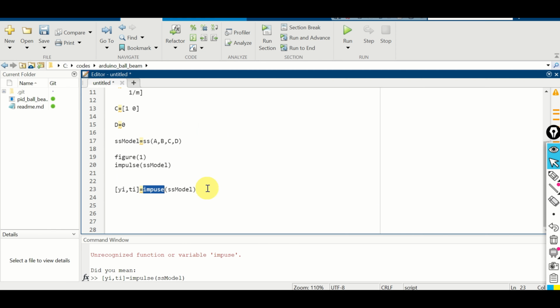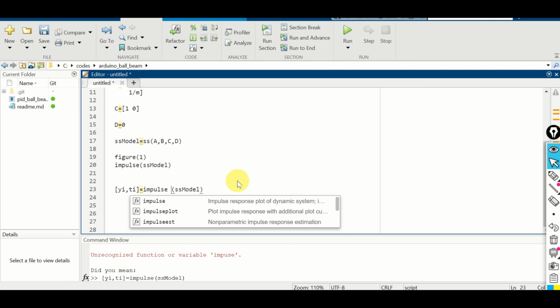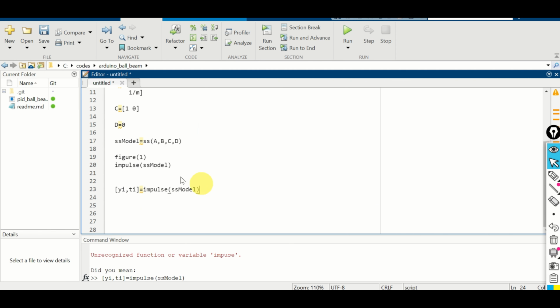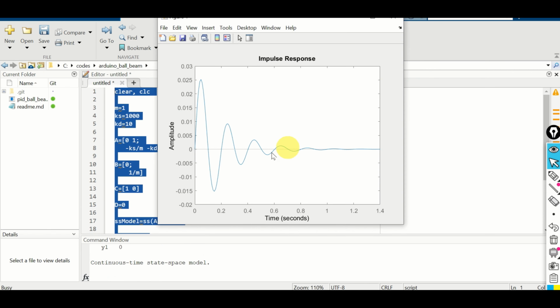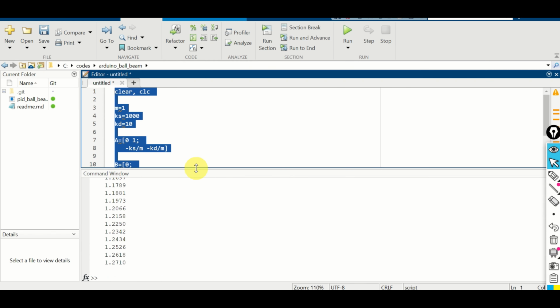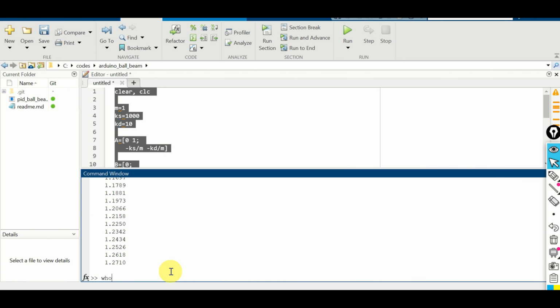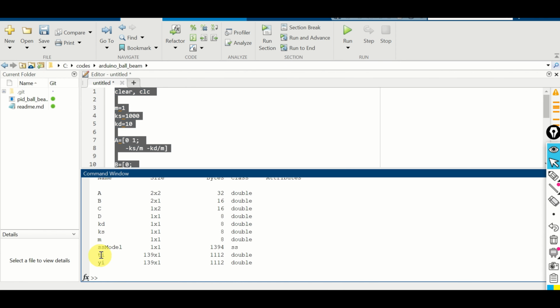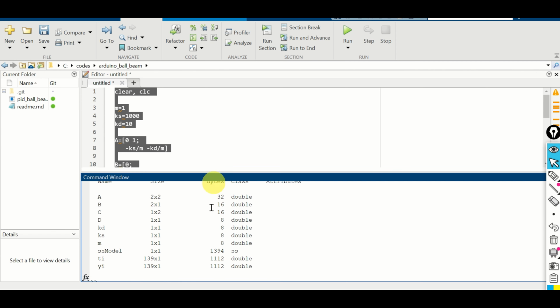And here I made an error, it should be impulse. Okay, be careful. And you can see in the MATLAB workspace, if you type whos, you can see yi and ti, and they are time series. That is, yi represents the impulse response and ti represents the time.